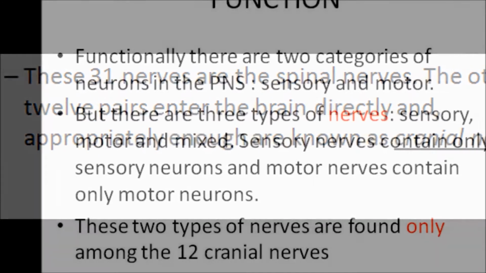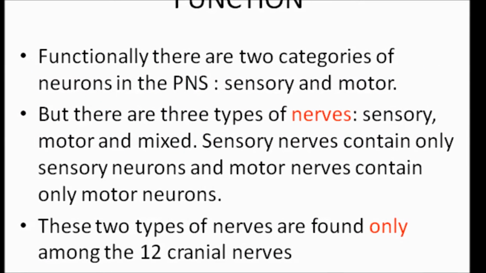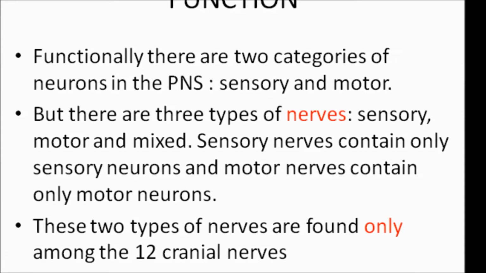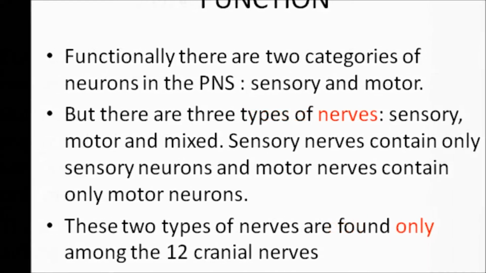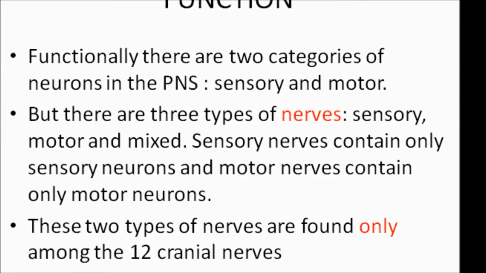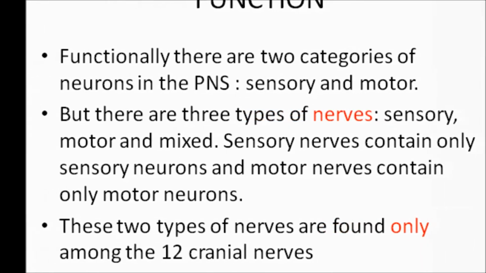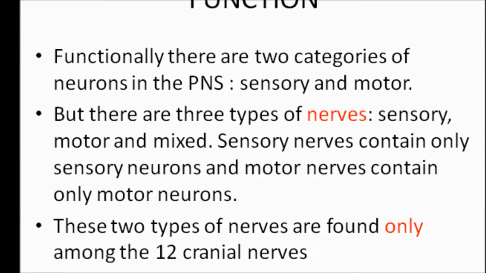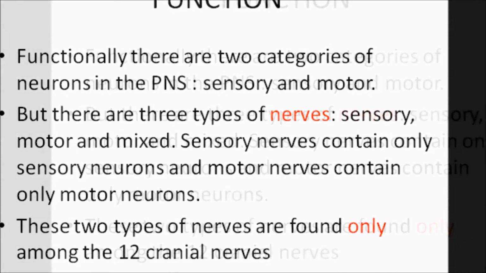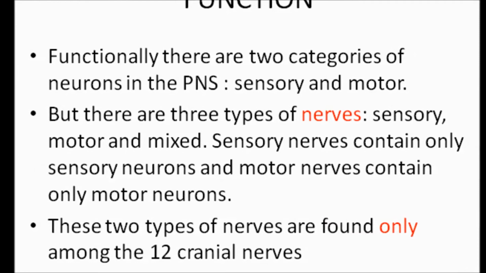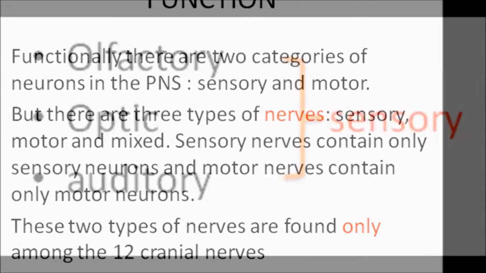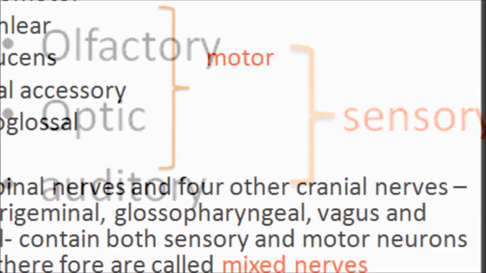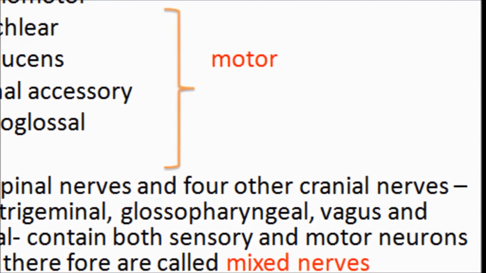Now, functionally, there are two categories of neurons in the peripheral nervous system, the sensory and the motor. But there are three types of nerves: sensory, motor and mixed. Sensory nerves contain only sensory neurons and motor nerves contain only motor neurons. These two types of nerves are found only among the 12 cranial nerves. So in the next slide, as you can see, the sensory nerves are the olfactory, optic and auditory. And the motor nerves are the oculomotor, trochlear, abducens, spinal accessory and hypoglossal.